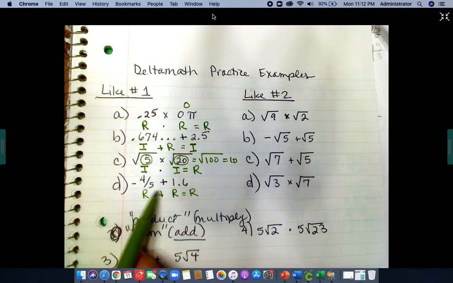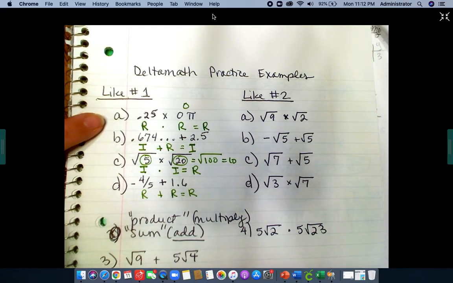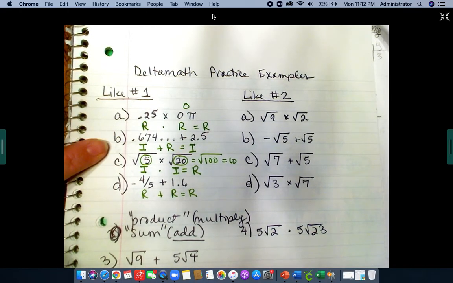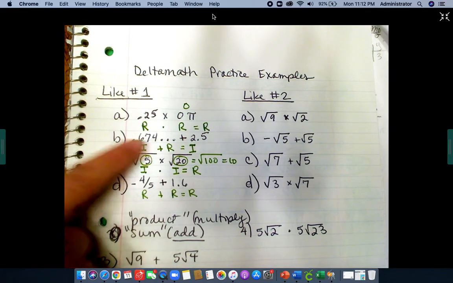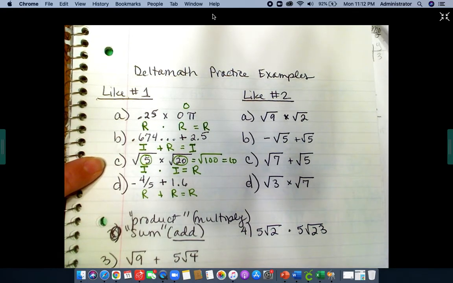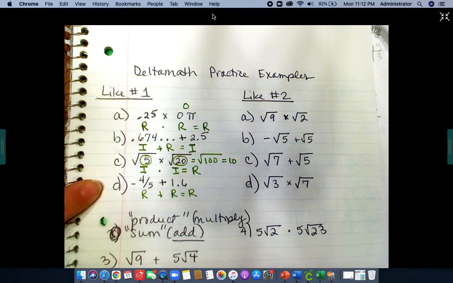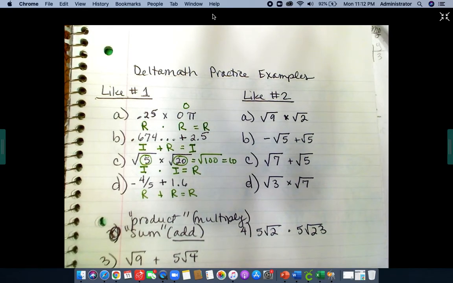Can we type this in our calculator? Yes. In fact, you could type in A. B you wouldn't be able to type in because of the ellipsis. But C you could type in your calculator. D you could type in your calculator also, and see if you can convert them to a fraction. If you can convert it to a fraction, that's a ratio, therefore the answer would be rational.